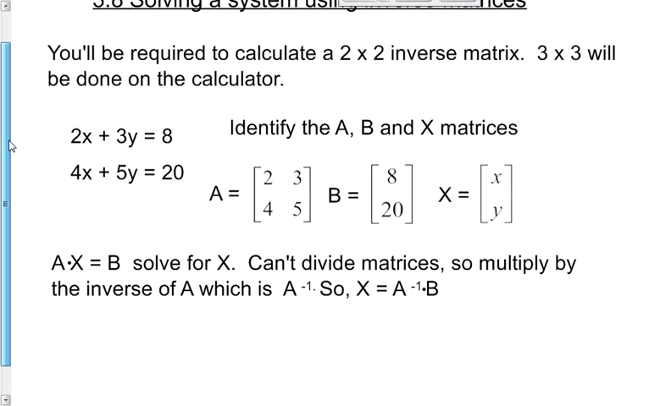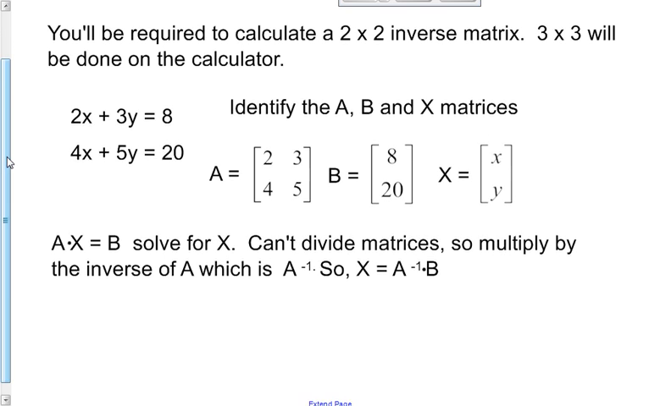When you start with your systems, the first thing you always want to do is identify what is your A matrix, what's your B matrix, and then we'll solve for the X matrix. Your A matrix is always the coefficients that are in the front: 2, 3, 4, 5. So we have to write down what our A matrix is. Our B matrix will be made up of the answers. So our B matrix is the 2 by 1 matrix, 8, 20.